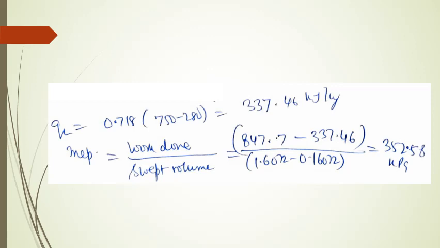Now work done we have calculated with the data given of heat supplied and heat rejected, because we know that work done is equal to heat supplied minus heat rejected. So the value of MEP comes out to be 352.58 kilopascal, and swept volume, as you must be knowing, is equal to V1 minus V2.